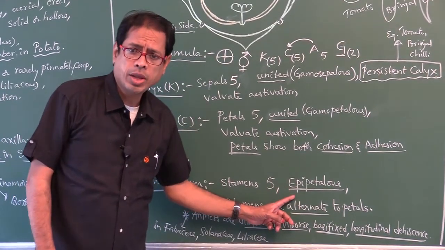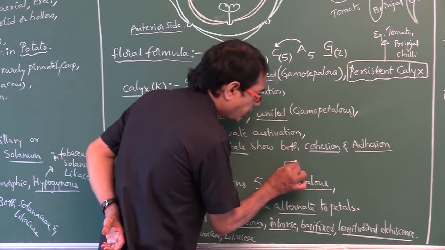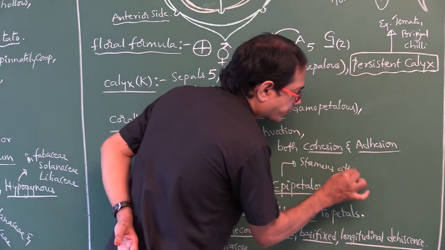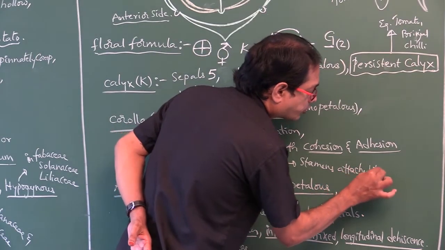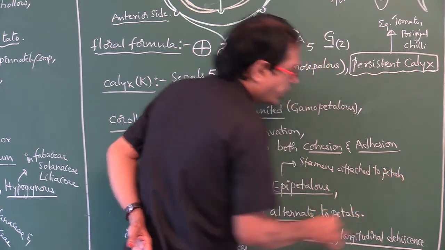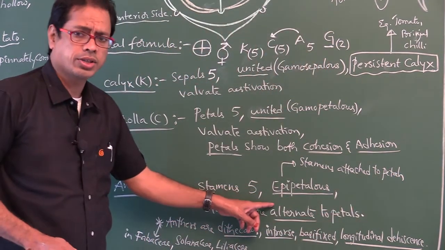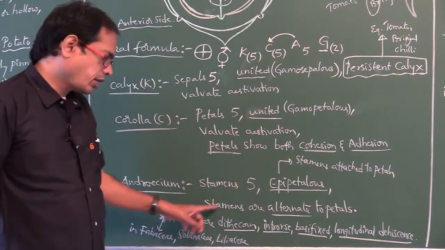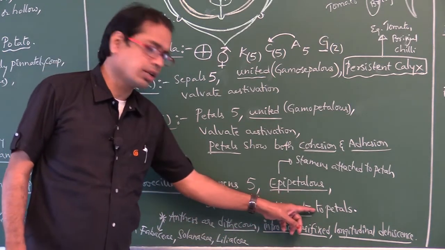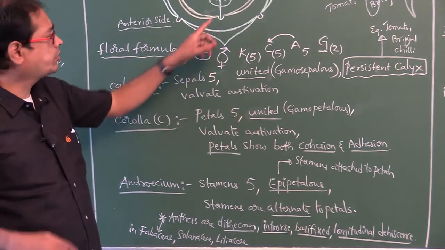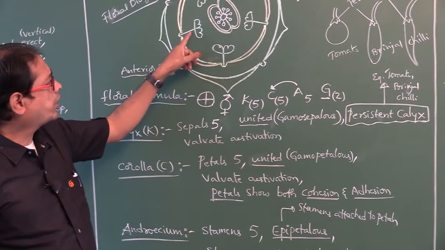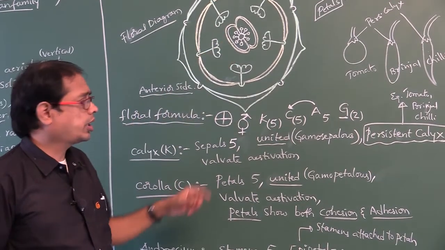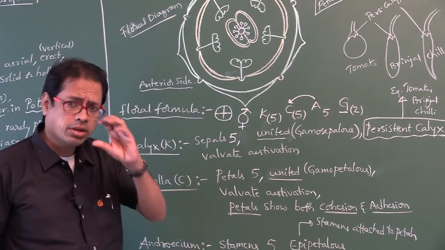What does epipetalous mean? Epipetalous means stamens attached to petals. Epipetalous is a characteristic feature of the Solanaceae family. Stamens are alternate to petals, meaning stamen, petal, stamen, petal. So that is 5, number of stamens 5.